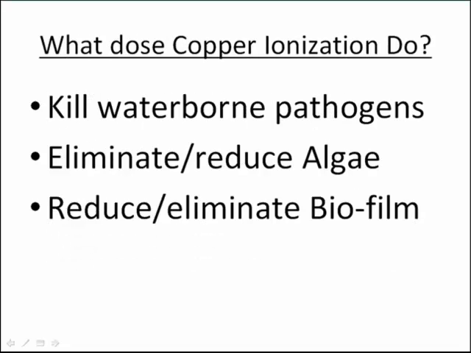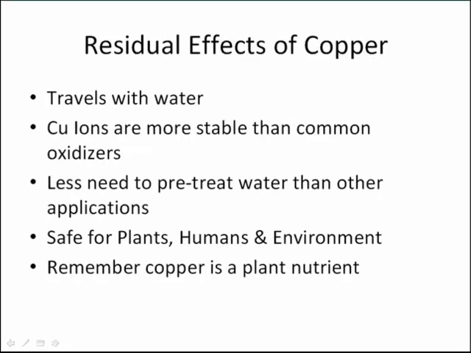What does copper ionization do? Copper ionization kills waterborne pathogens, reduces the amount of algae, and reduces and eliminates biofilm. Copper ionization travels through the water, through the pipes, through the lines, in the storage tanks, attacking all the hard-to-get places where bacteria and food sources exist, and always goes all the way to the root system, giving you the full control.